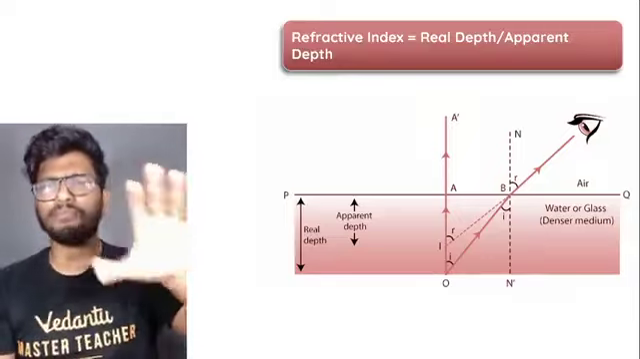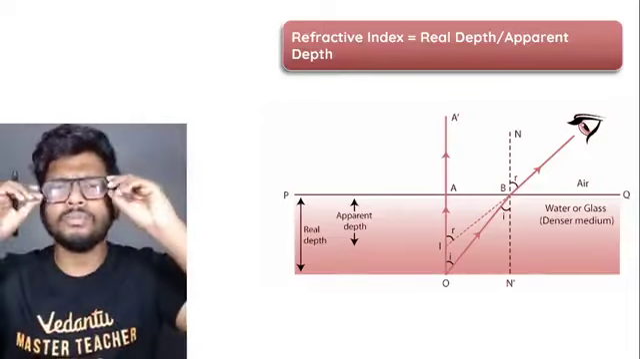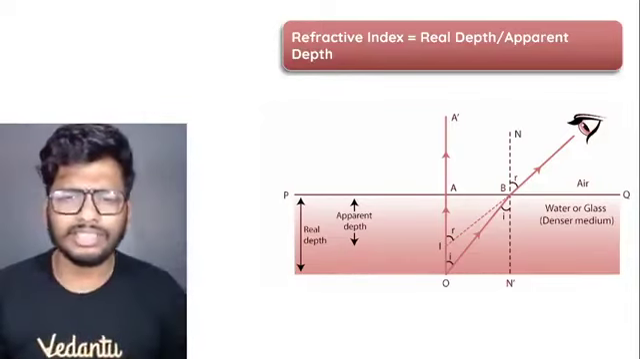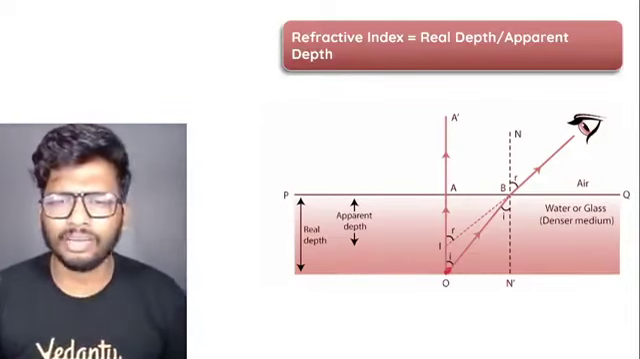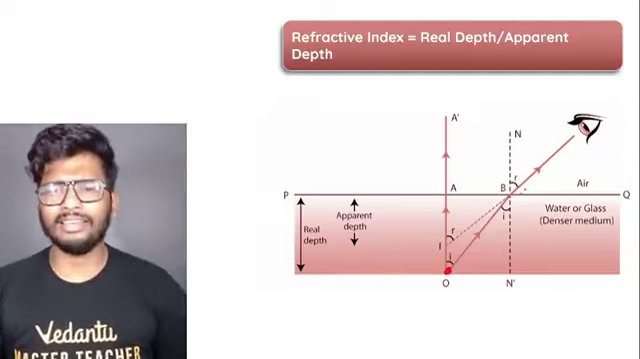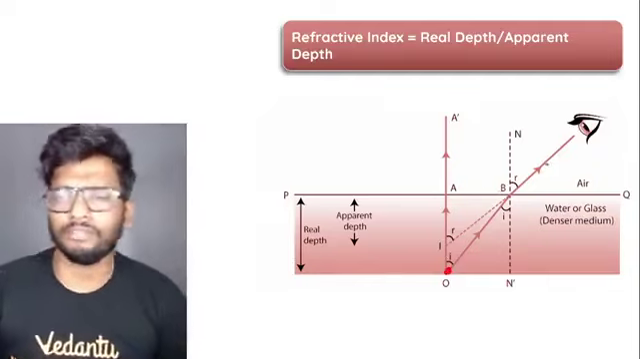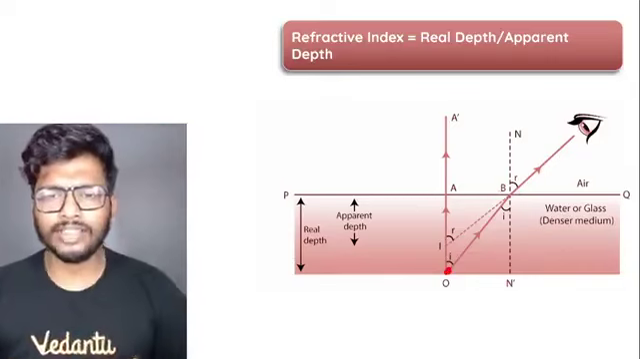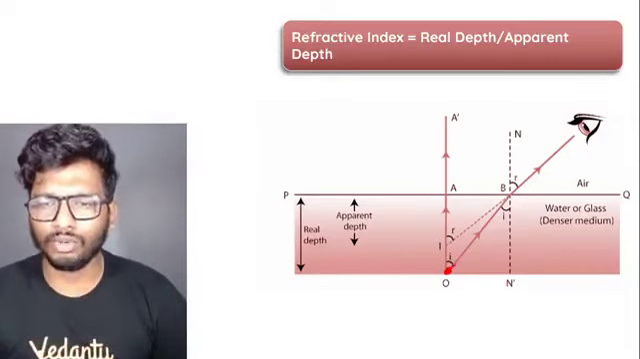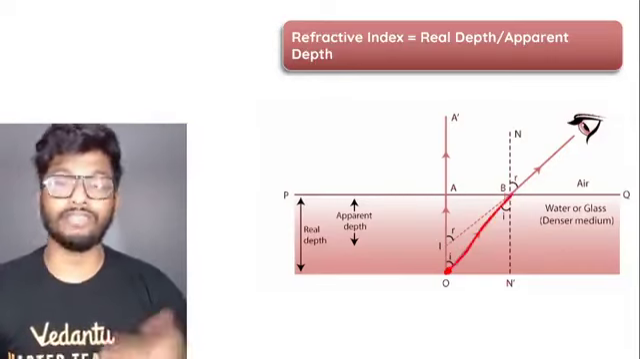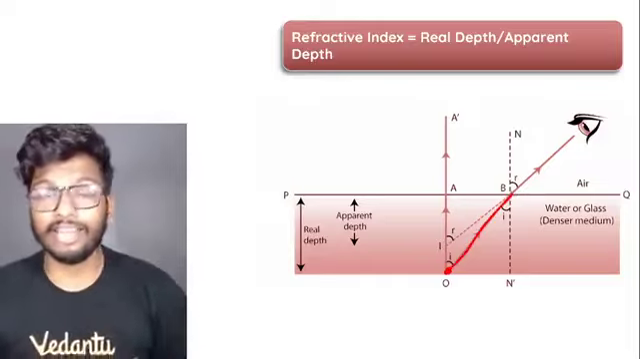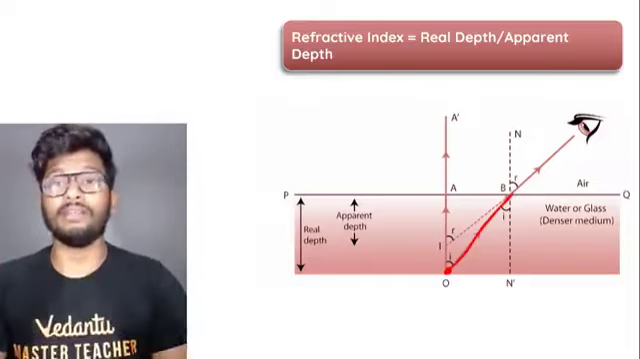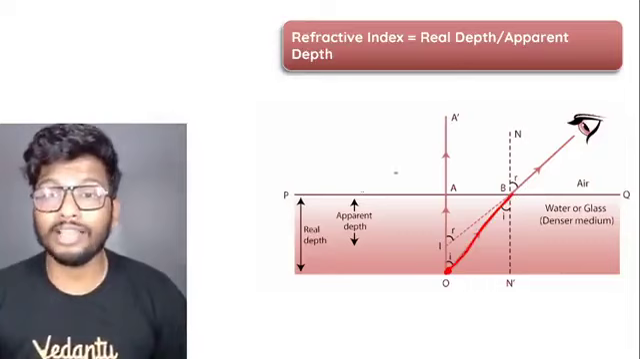Now to actually prove this, let's assume a simple coin. Let's say that there's a coin that is kept inside water or glass, and you're looking at the object from the air. So what happens? There's one ray of light that is passing through straight at the surface of separation, and another gets refracted, and as it's going from denser to rarer medium, it goes away from the normal, and so what happens?